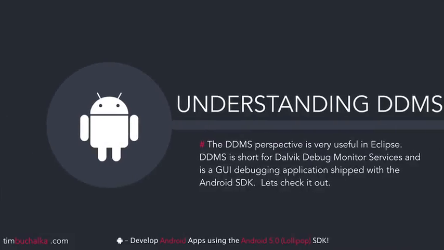In this video, we're going to help you get more of an understanding of the DDMS perspective. This is a very useful perspective in Eclipse, and if you recall, we went through an earlier video and discussed perspectives and how to create our own and so forth. But DDMS is short for the Dalvik Debug Monitor Service and is a GUI debugging application shipped with the Android SDK. It enables you to get some more information out of an emulator, out of the Android virtual device, or out of a real physical Android device on the state of your running application. So let's switch over to Eclipse and check it out.